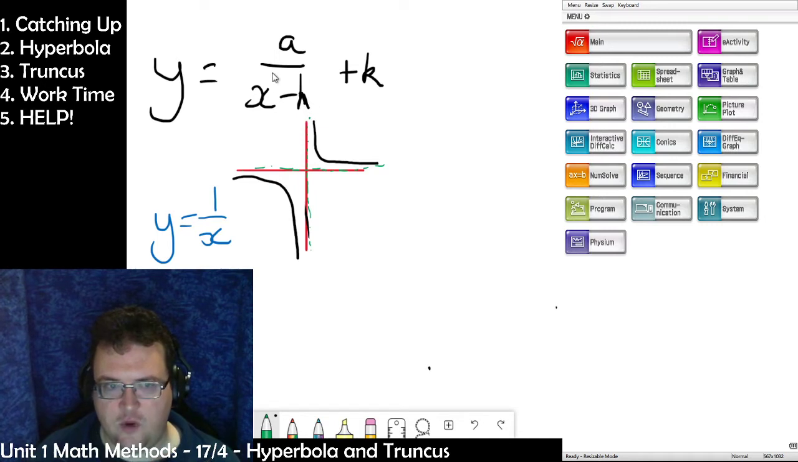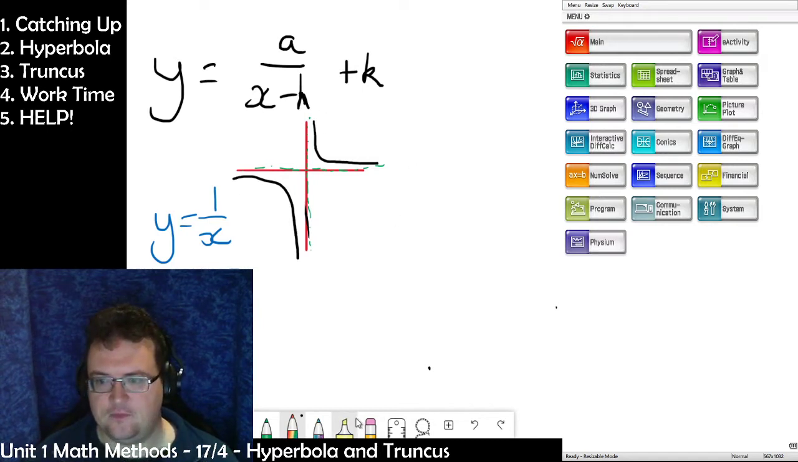When we change h and we change k, we are moving the asymptotes left and right in the case of h and up and down in the case of k. What A does is it stretches and moves away our graph, so if A is a very large number, the graph will move further and further away the larger it is.